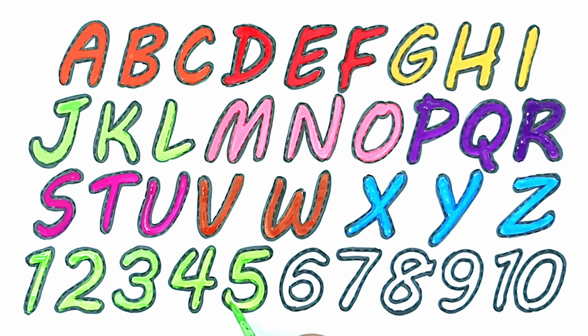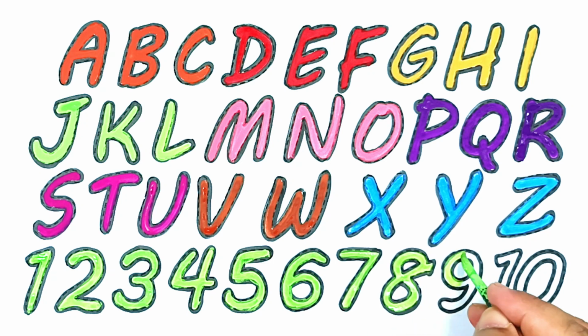Five flowers bloom. 6. Six kids laugh. 7. Seven butterflies dance. 8. Eight monkeys jump. 9. Nine fish swim.